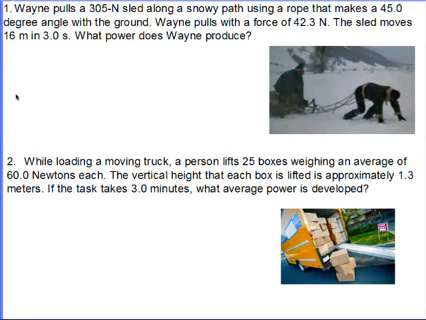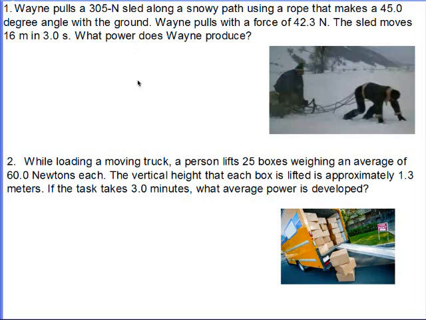Okay, so now we're going to go ahead and solve some problems using the power equations. And again, the idea behind this is power is work over time, or force times velocity. And today what we're going to do is look at a variety of examples to see how to use either of those equations to help solve some problems.